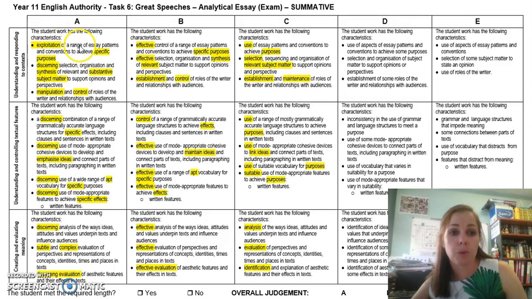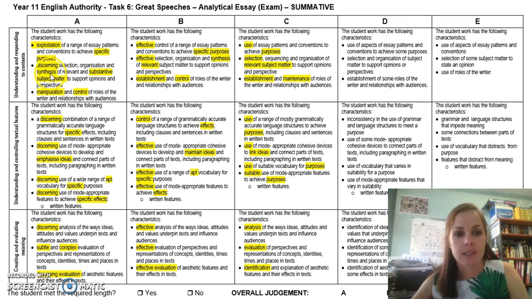To get an A, you need to exploit those essay patterns for specific purposes. A B is an effective control of them for specific purposes, and then a C is a use of them to achieve purposes. The second criteria is a discerning selection, organisation and synthesis of relevant and substantive subject matter to support opinions and perspectives. Here we're having a look at your word count and the quotes that you've chosen, making sure that they prove your thesis and that you've organised your information into a logical structure. So for an A, you have discerning selection and synthesis of the substantive subject matter. For a B, it's an effective synthesis of relevant subject matter. And for a C, you've selected relevant subject matter.